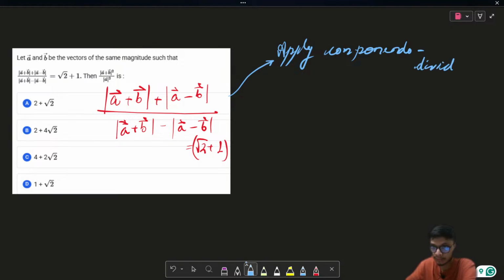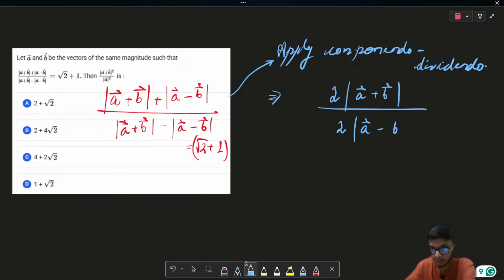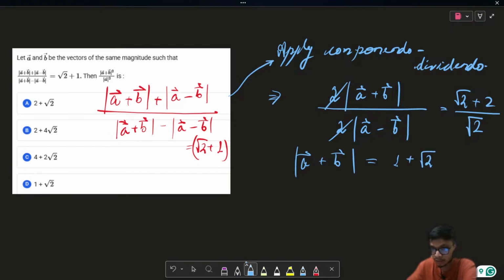If we apply the componendo and dividendo rule and simplify, it will be 2 times the mod of a vector plus b vector divided by 2 times the mod of a vector minus b vector, which comes out to be root 2 by root 2 plus 2 divided by root 2. I can cancel out the common terms, and therefore I obtain the relation: mod of a vector plus b vector is equal to 1 plus root 2 times the mod of a vector minus b vector. Now, with this relation, I can take a square on both sides.